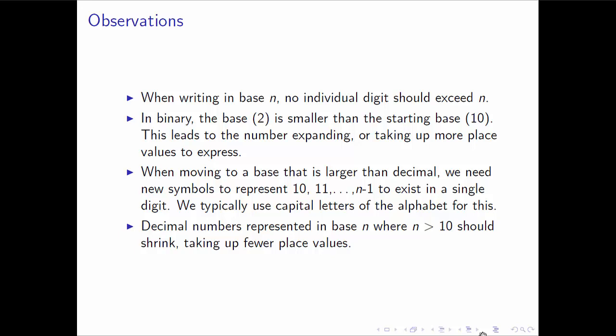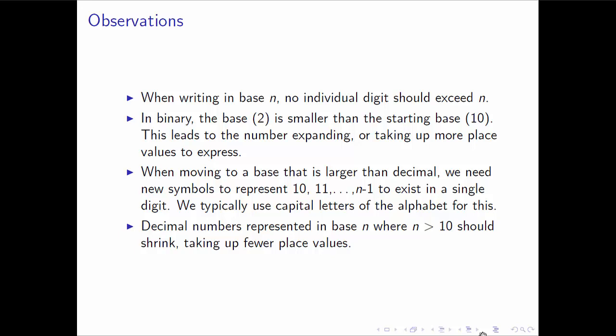Now, similarly, think about the last example. In binary, the base 2 is smaller than the base that we started with, which was 10. And what this led to was a number like 800, which is 3 digits when written in decimal. It made this number expand and get a lot bigger. I needed more place values to write the same quantity of things. And so this is because I don't have as much freedom to work with. Each place value cannot hold as many digits as it could previously, and so I need more place values in order to express the same quantity.